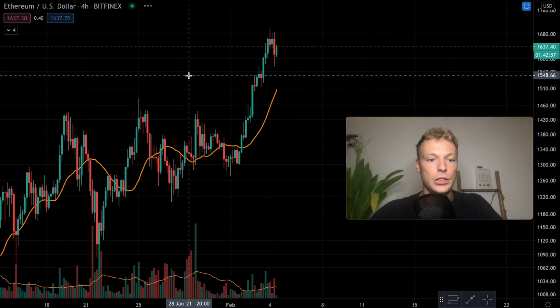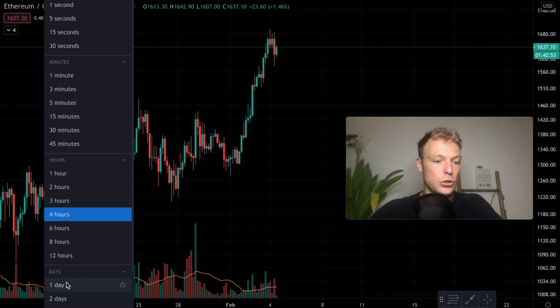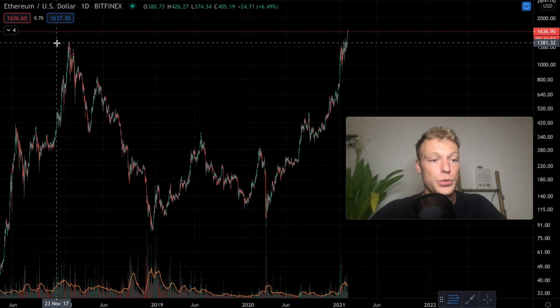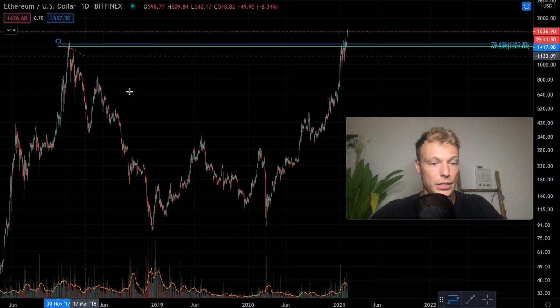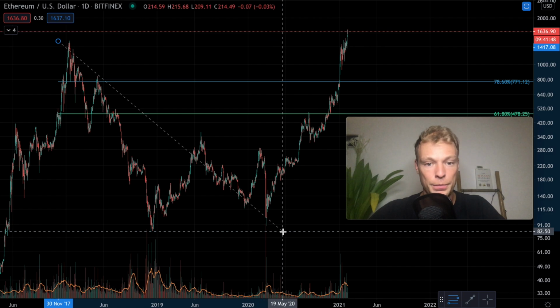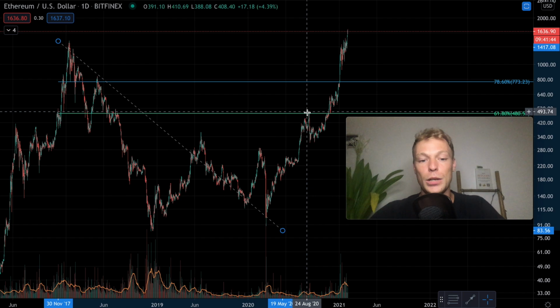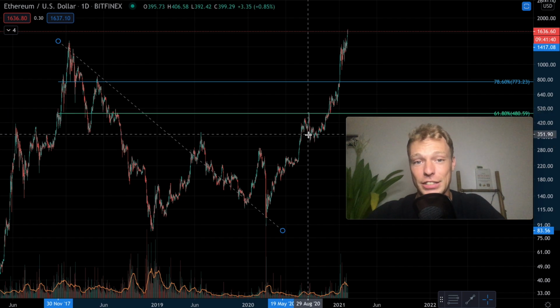So let's get rid of the drawings, let's get rid of the moving average, and let's zoom out, go to the daily time frame. So guys, what I did is I calculated the Fibonacci retracement tool right here from the top of the Ethereum price in 2018 down to the bottom right here, and then you can see that exactly at the 61.80% we were seeing this rejection, we were seeing this resistance in the price of Ethereum.